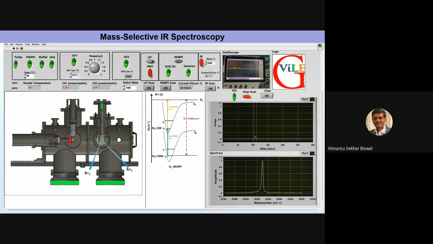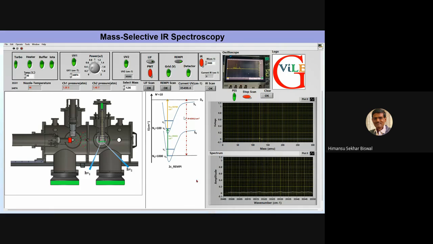Now we go to the paracrystal water. We change the mass position. The UV laser for the paracrystal water was at 34874. Then we can select the 126 mass. 108 plus 18 is 126, where 18 is the mass of water. We can select the mass of water cluster, 126. Then we will start recording the REMPI spectra of the paracrystal water.